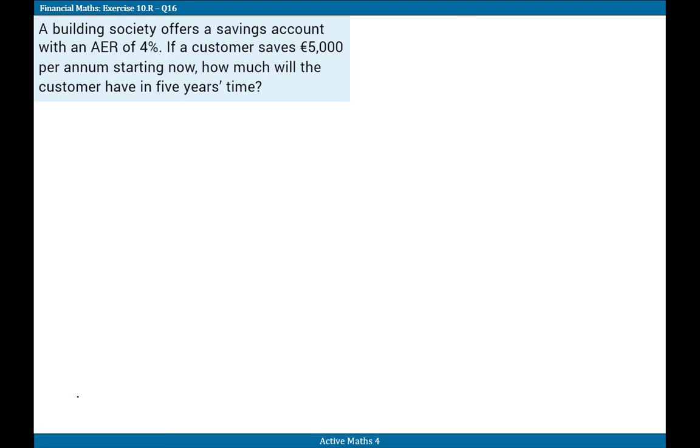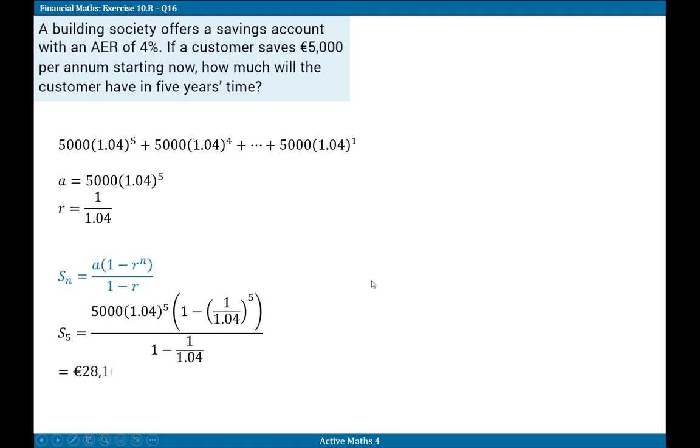So we'll just quickly put up the solution rather than waiting for me to throw it into the calculator. And our answer is 28,164.88. So we can see that over the period of time, we said that 5,000 times 5 is 25,000. We gained 3,164 euros and 88 cents in interest.